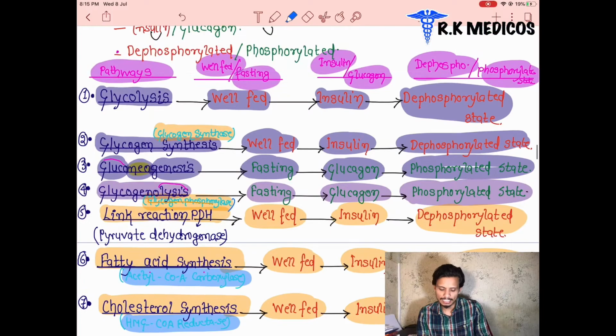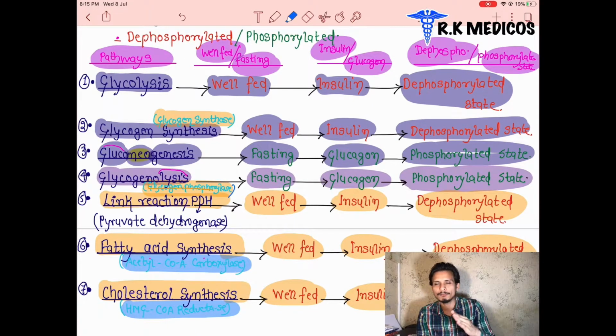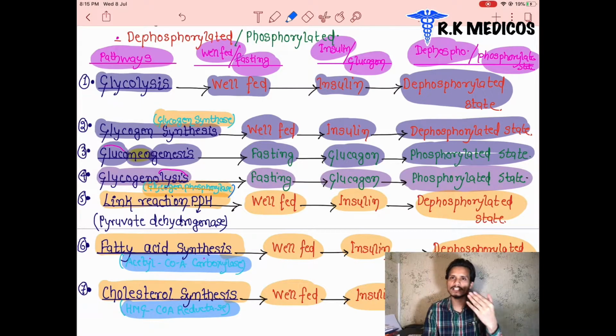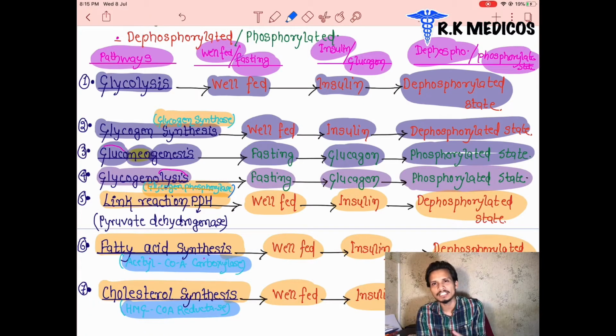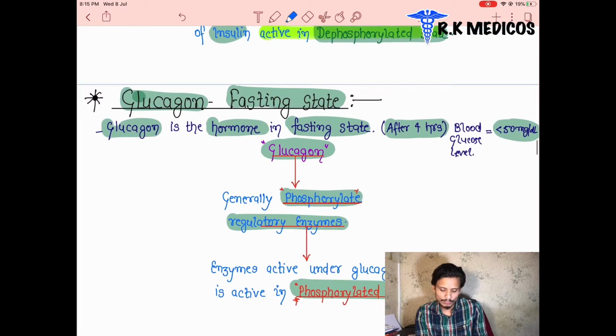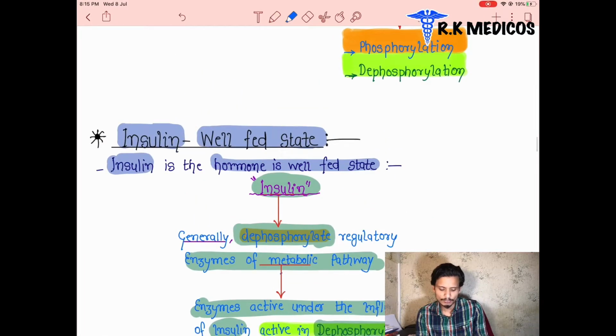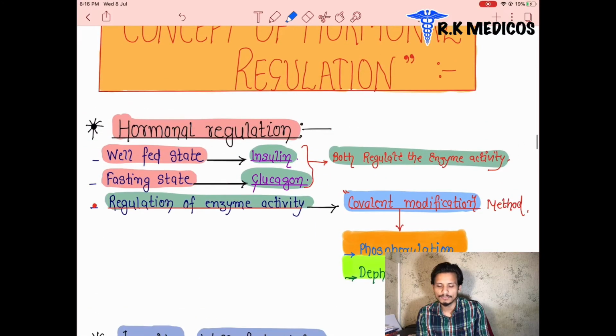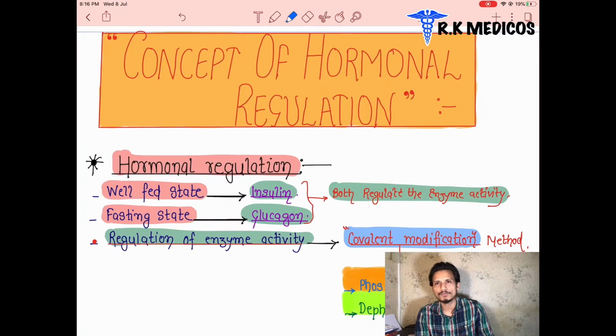What is the sequential arrangement of these pathways? Which pathway is working in the well-fed state, which pathway is working in the fasting state, which pathway is controlled by which hormonal regulation? It may be insulin or it may be glucagon. It may be where phosphorylation or dephosphorylation of enzymes happens in these pathways. Basically above, we are going to see whether glucagon is released in the fasting or well-fed state. We can see insulin is in the well-fed and glucagon in the fasting state. This covalent modification is done by phosphorylation and dephosphorylation of the enzymes, and they are regulated by insulin and glucagon. This is all about the topic of hormonal regulation.